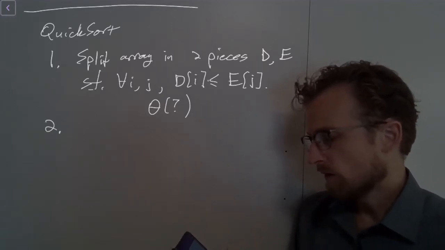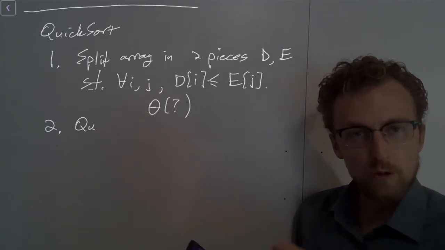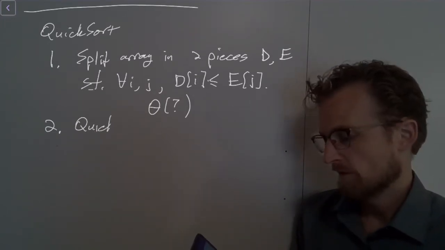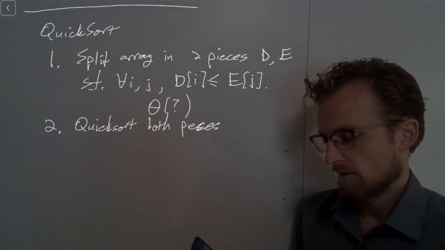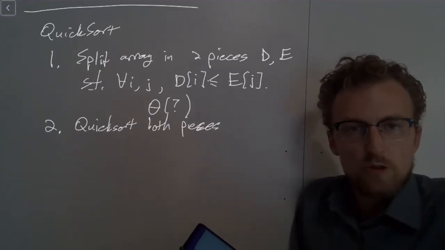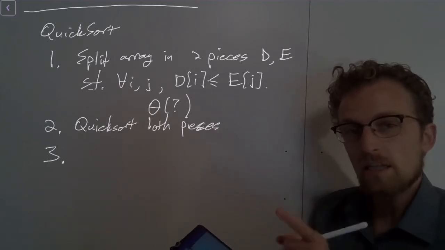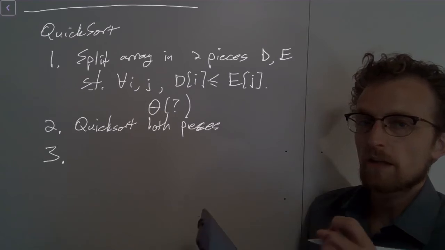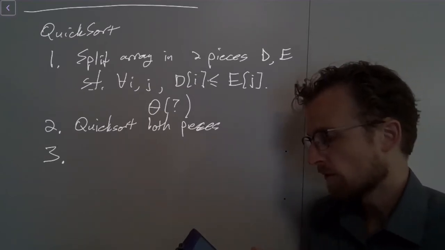Then what we'll do is we'll quicksort both pieces. I shouldn't say halves, I should say we'll quicksort both pieces. And this will have some recurrence relation associated with it. We can't necessarily say it's 2T of n over 2, because we don't necessarily have a guarantee that the two pieces are the same size, but we'll address that in a moment.